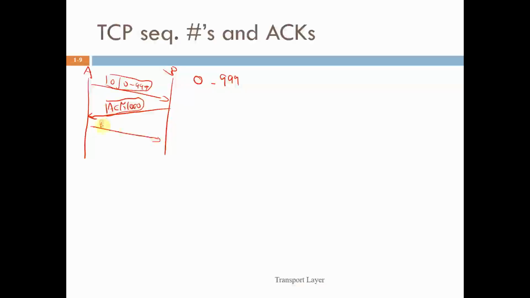Let's say the next segment now has sequence number 1000. And let's say it's carrying the data from 1000 to 1499. Okay. So now B, in addition to having the bytes from 0 to 999, now it has also the bytes from 1000 to 1499. Okay. Now, after that, B will find that it has this contiguous block. It has the full block from 0 to 1499. So what is the next byte that B is expecting in the right sequence?